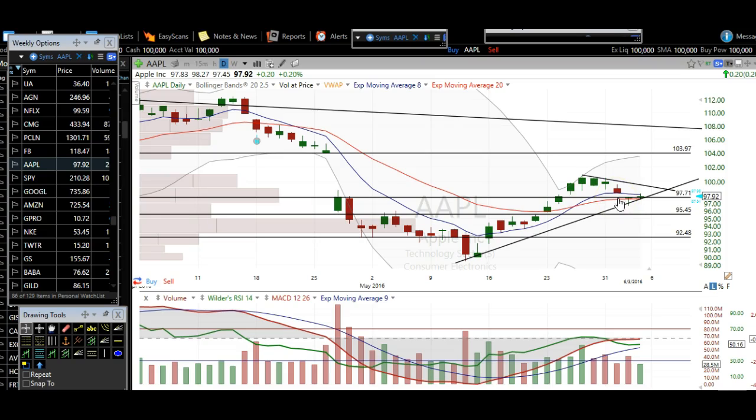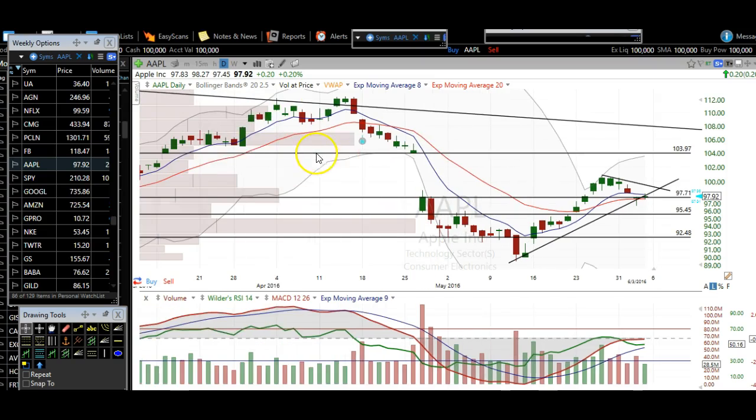Moving forward, if we do end up holding this 97.70, we're going to come up here and we're going to fill this gap at about 104, okay? So there was that big gap down, and here's that big gap that may or may not want to fill. But if 97.70 holds, then we can come up here and we can fill that gap. So 97.70 is going to be that make or break level for me on Apple.